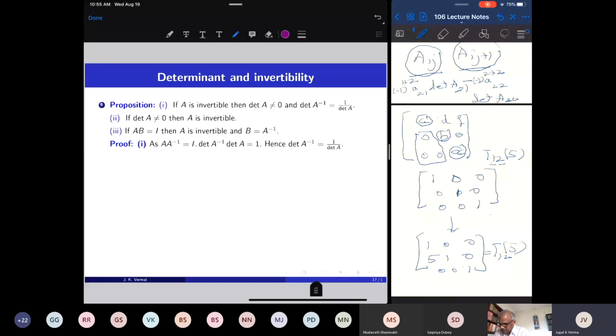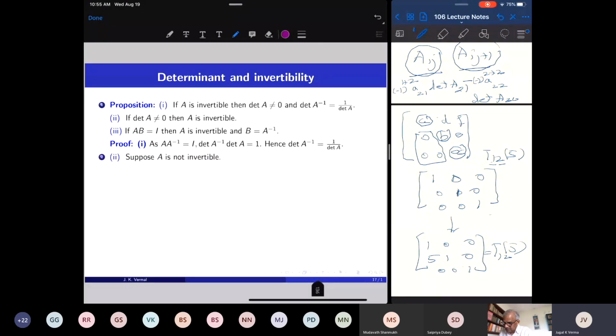So let's look at part 1. It says that if A is invertible, then the determinant is not zero. So if A is invertible, then I have A times A inverse is identity. The determinant of a product of two matrices is the product of determinants. So it says the determinant of A inverse times the determinant of A is 1. And therefore, the determinant of A and the determinant of A inverse are reciprocals of each other.